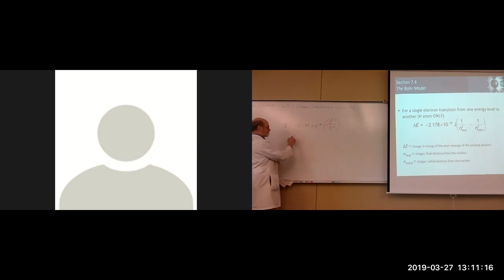So if it's hydrogen, good, it's already got one electron. If it's helium, it's got to be an ion with only one electron left. Right? It starts with 2, we get rid of 1. If it's lithium, we got to get rid of 2 of them, so that we only have one electron left. Otherwise, the formula won't work. Okay, but I'm throwing too much at you, I hope.